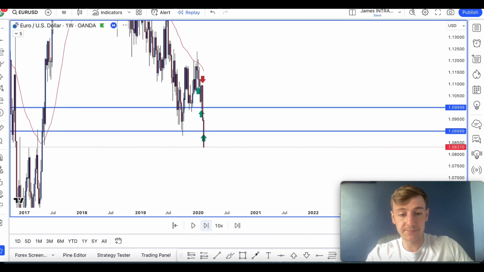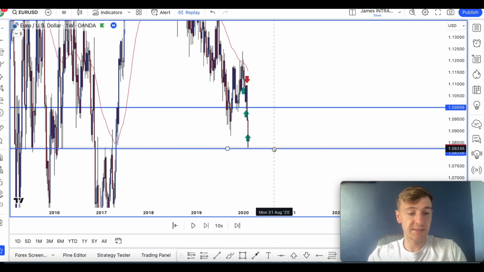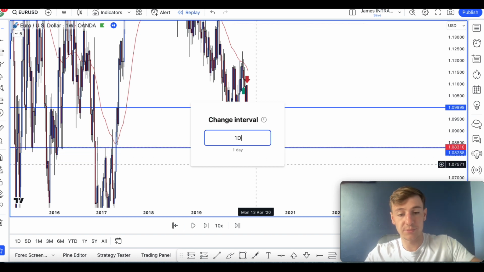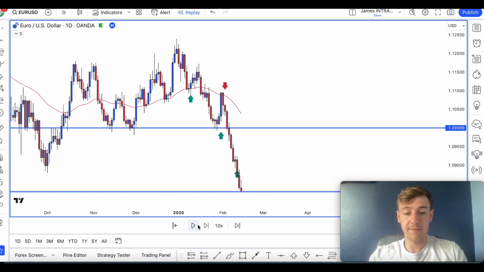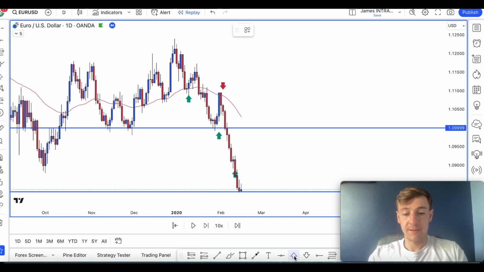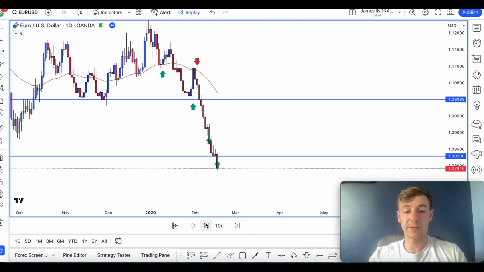Zoom out to the weekly. Where are the next key areas? Some key areas are here. Some support, some resistance. So let's see if we get a reaction from here. You have to remember this is quite heavily sold off and we're going against the trend. This is clearly in a downward trend now, so you'd be playing a pullback move.